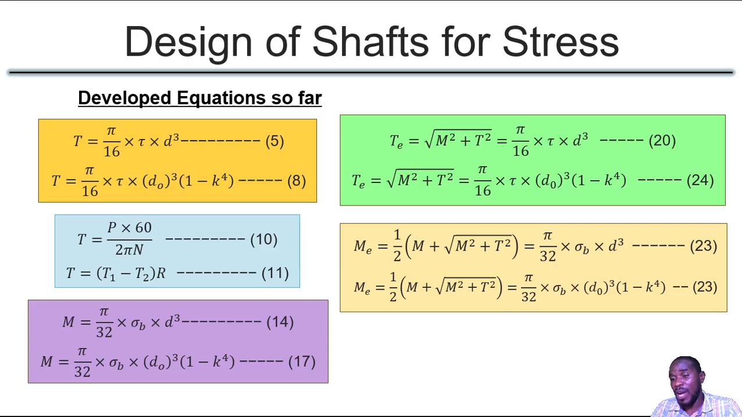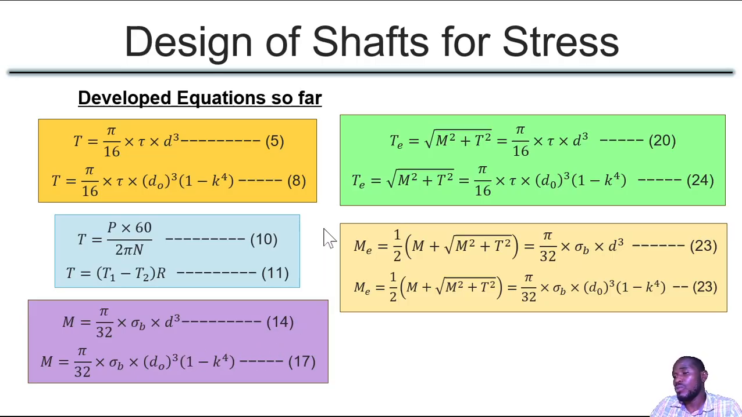And we derived these equations for them. So these are the equations that help us determine the diameter of the solid shaft when they are subjected to only bending moments and not torsional moments. Equation 17 deals with hollow shafts that are subjected to bending moments only.